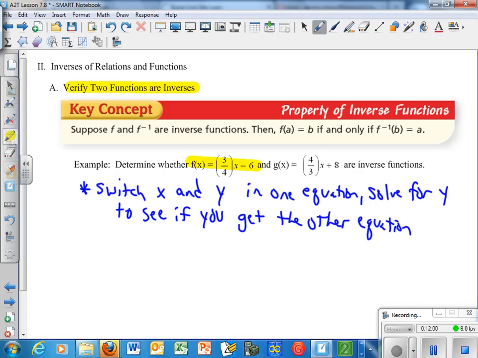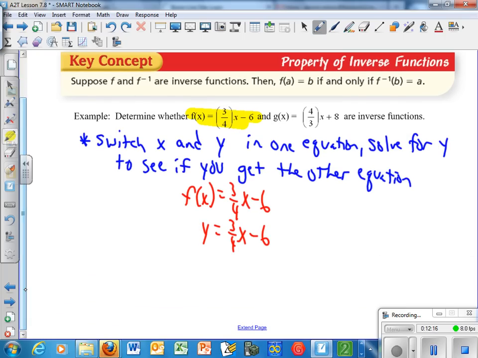I'm going to take a look at this function right here. We've got f of x equals 3/4 x minus 6. Now I'm going to write it as y equals 3/4 x minus 6 because functional notation, that means y. So what we're going to do is we're going to switch x and y here. We're going to find the inverse of this function basically and see if it's the function g of x. We're going to see if we come up with that. If we don't, they're not inverses of each other. So we're going to make this x. We're going to make this y. So there's what I have. Now we're going to solve for y.